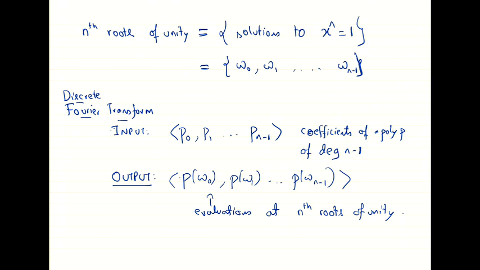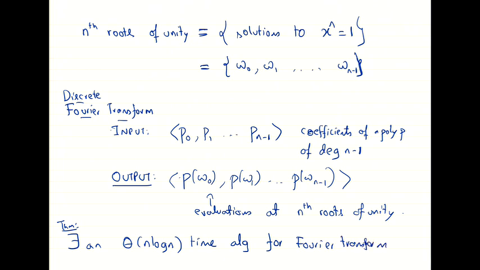And what we discovered just now is that there is an n log n time algorithm for this transformation, for this Fourier transform. And this algorithm that we described is called the fast Fourier transform algorithm. Okay? The algorithm that we just described is called the fast Fourier transform algorithm. Okay? So it's just the original evaluation problem, but with a specific choice of evaluation points. Okay?